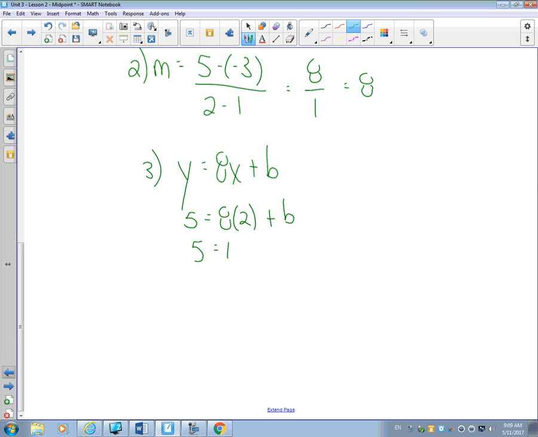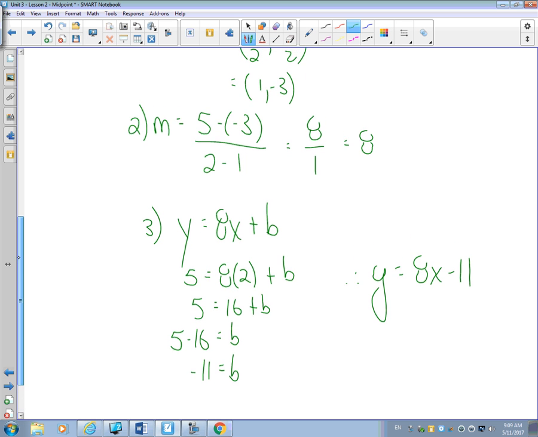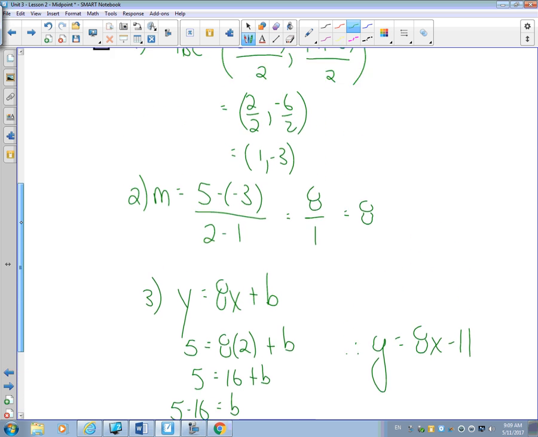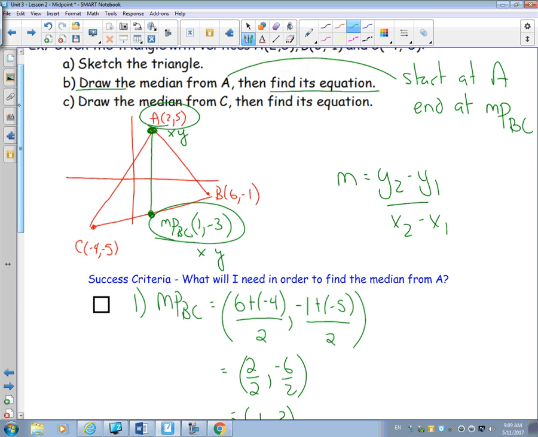And then we're going to solve. This goes back to what we did yesterday when we reviewed solving equations. I said we're going to need to be able to do them. Here's the equation of the median from A. Okay? Not tons of steps, but there's lots of things to remember as we're doing this. Okay, we're going to do the next one. Actually, you're going to do the next one. Draw the median from C and then find its equation.